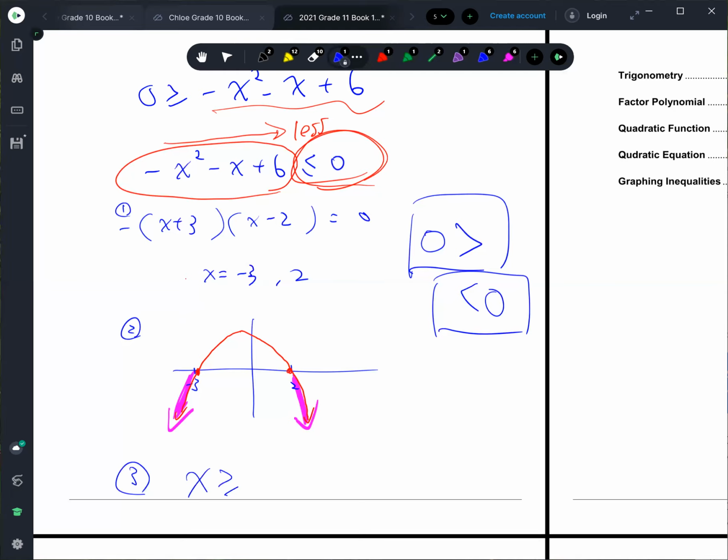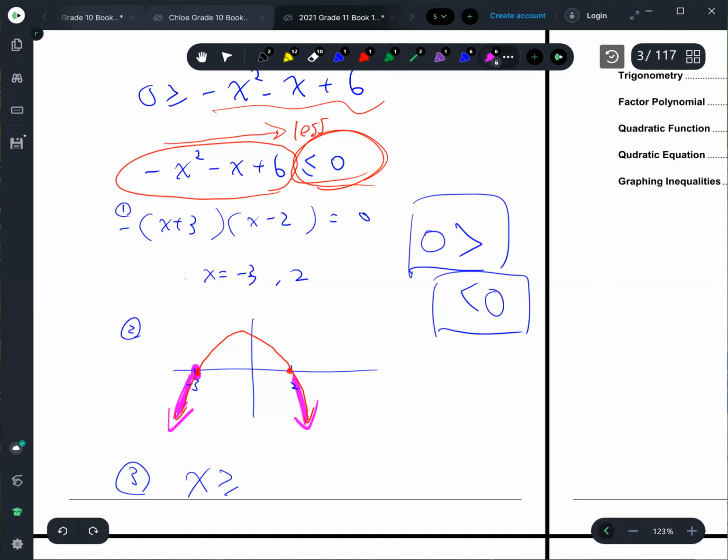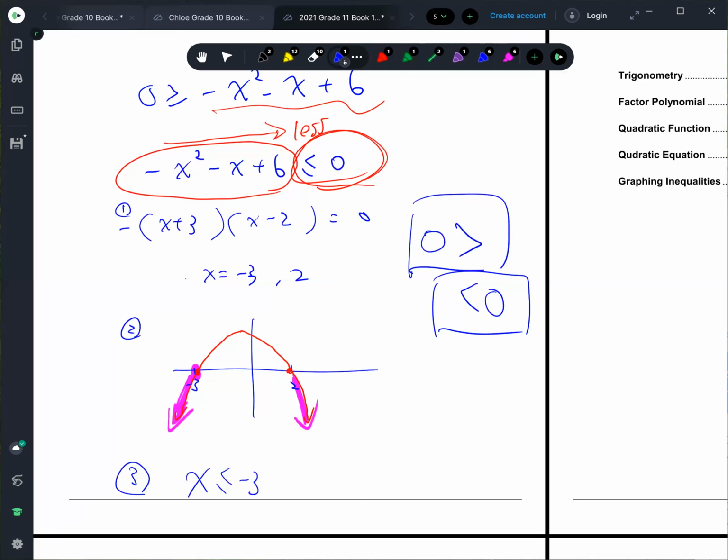Why is it X less than -3? Because the line that we want to keep, it starts from -3, right? And keeps on going down at the same time moving to the left side, right? So as we move to the left, is it getting bigger or smaller? Smaller. Yeah, the more to the left, the smaller the numbers are, right? So less than or equal to -3. Do you get what I mean?